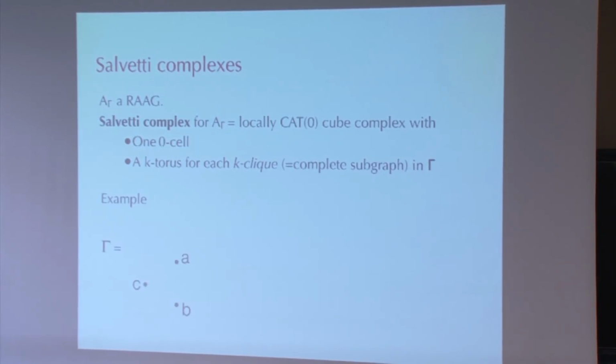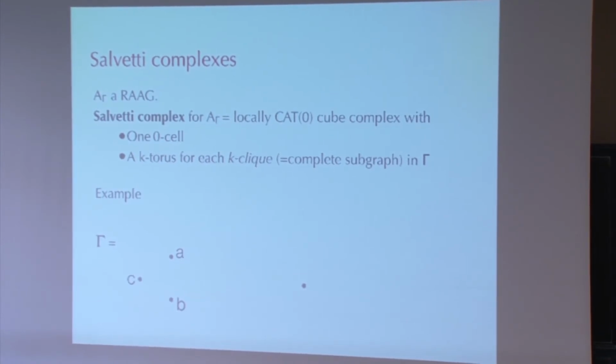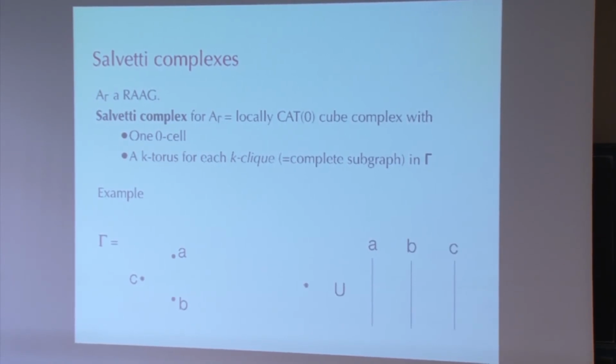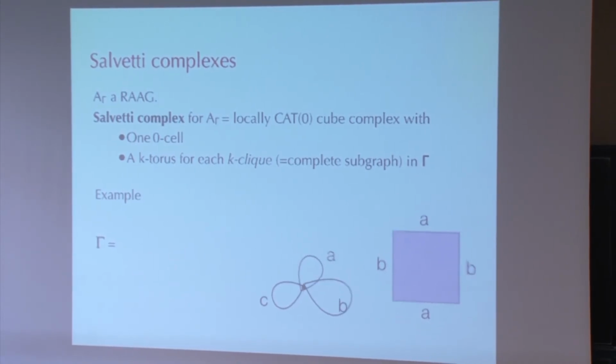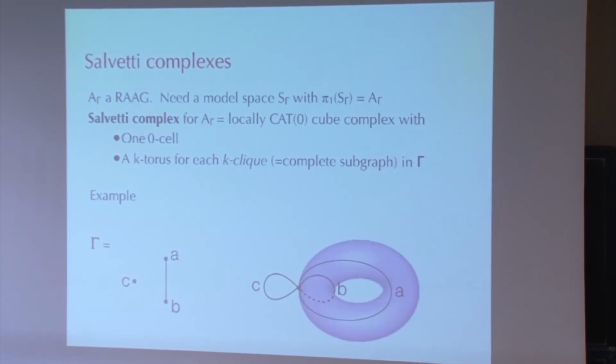There's a graph. So I'm supposed to have one zero cell, and I'm supposed to have one torus for each clique. The one-cliques are the biggest cliques I have in this graph. So I need 3 one-cliques, A, B, and C, and I need to glue them onto my zero cell. So there, they're glued on. Here, if I have 3 points and an edge, then I have to do the same thing, but I also have to add a 2-dimensional cube for the AB torus. So I glue that on and get a torus. Okay.